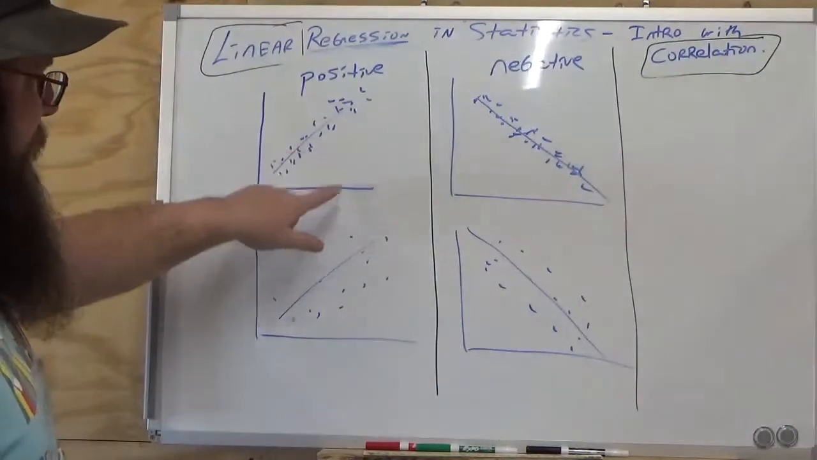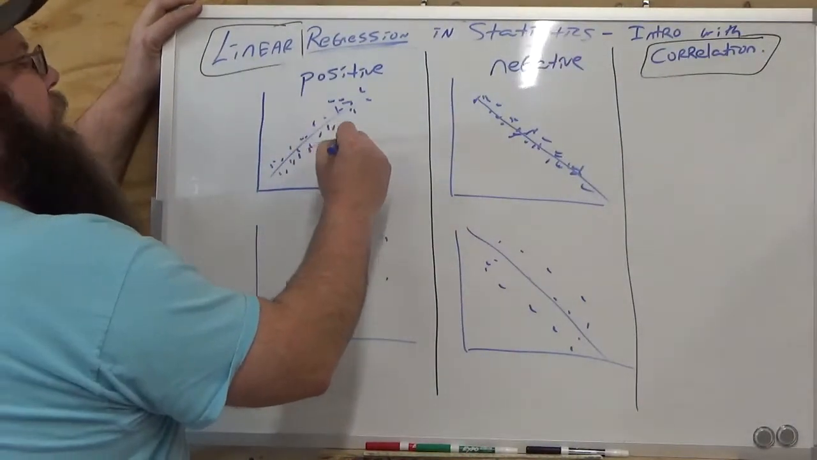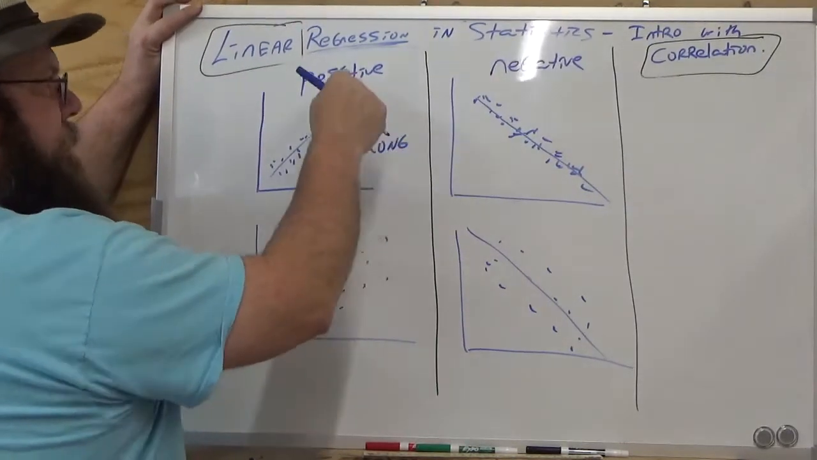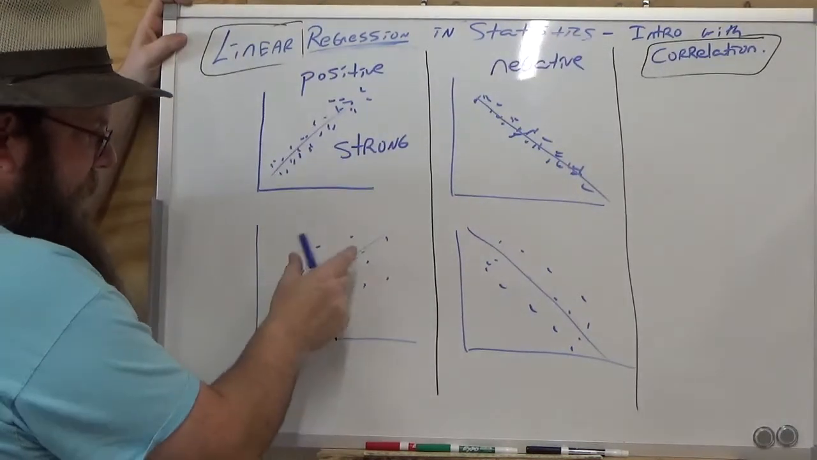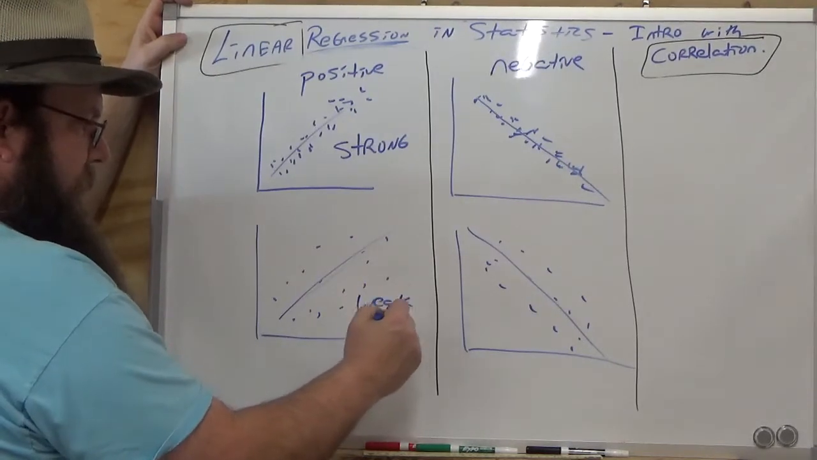But how come there's 2 different ones here? This one up top, we would say this is strong. This is a strong positive correlation. Down here, because the dots are more loosely packed, we would call this a weak positive.